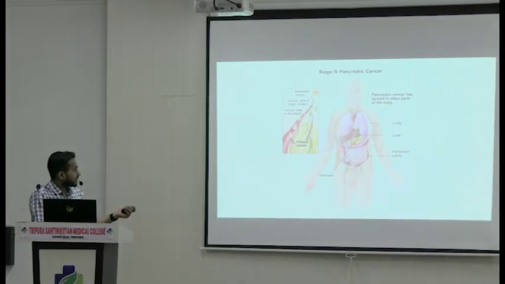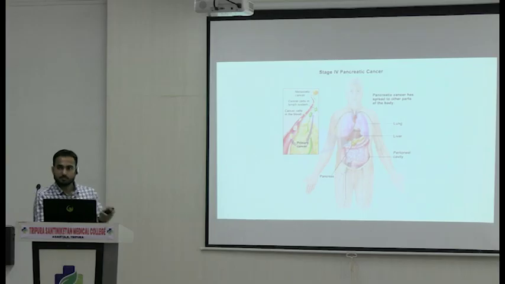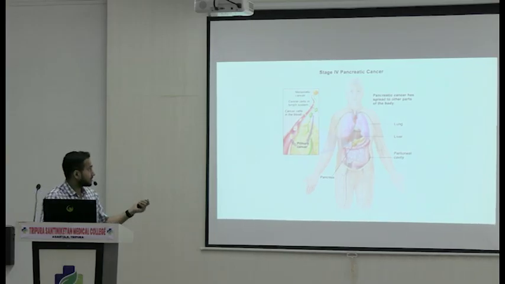Okay, as you can see, in case of stage 4, from the pancreas, the cancer can travel into various parts, mainly with the help of the blood supply and the lymphatic system.